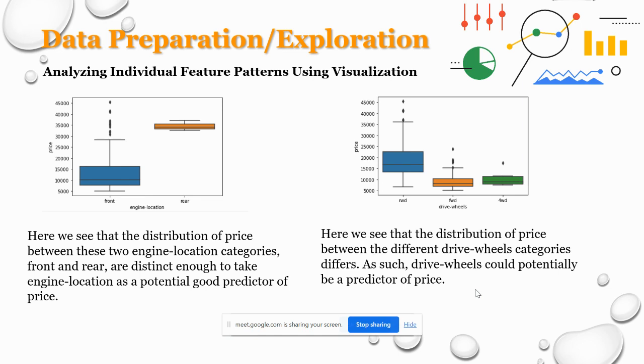So for the drive wheels, we have the rear wheel drive, the front wheel drive, and the four wheel drive. Here the price distribution differs between the different drive wheel categories. As such, drive wheels could potentially be a good predictor of price. But when you check the box plot, it shows that there is a bit of similarity in the range of price between the three different drive wheels.